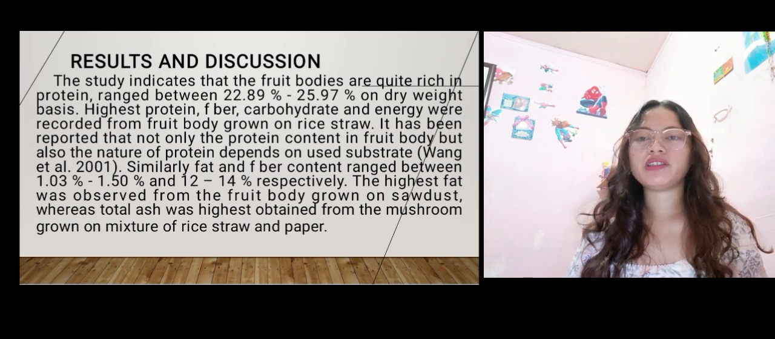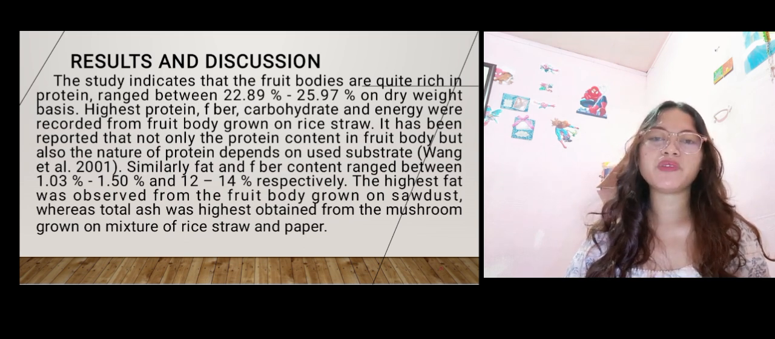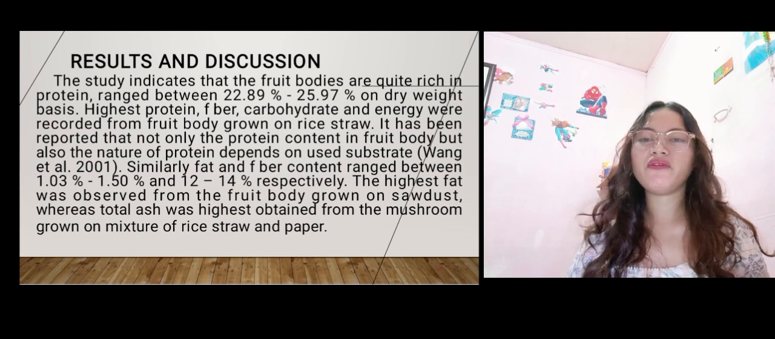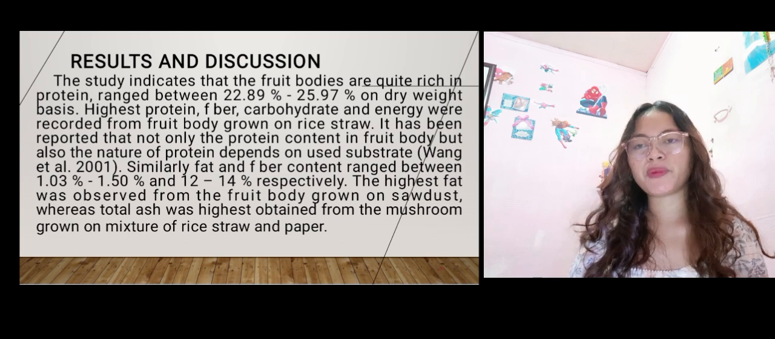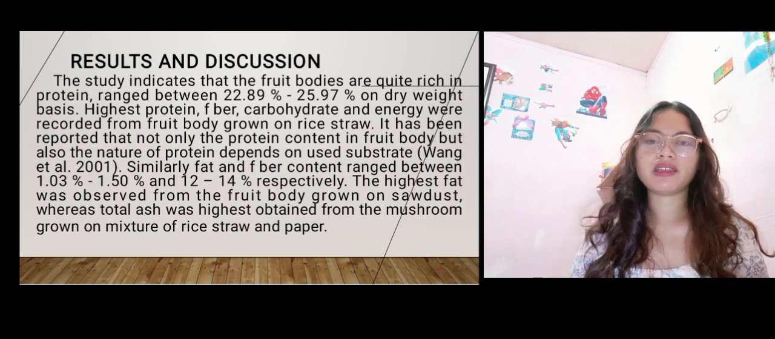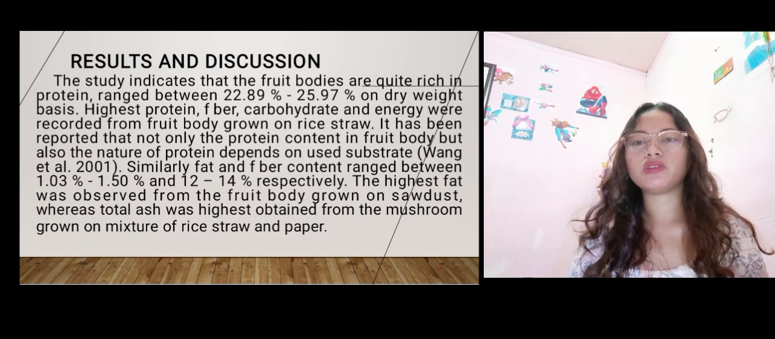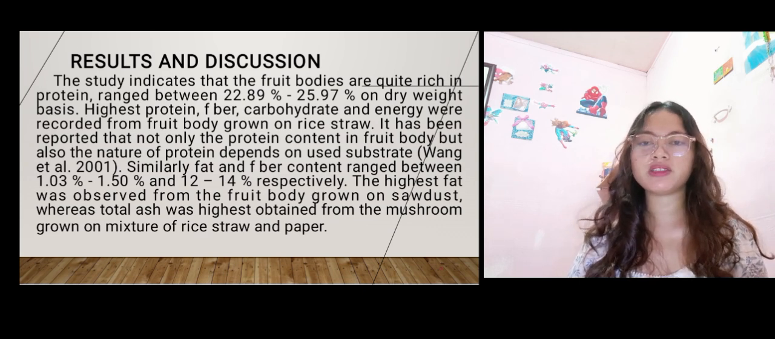It has been reported that not only the protein content in fruit body but also the nature of protein depends on the substrate used, according to Wang et al. of 2001. Similarly, fat and fiber content range between 1.3% to 1.50% and 12 to 14% respectively. The highest fat was observed from the fruit body grown on sawdust, whereas total ash was highest in the mushroom grown on mixture of rice straw and pepper.